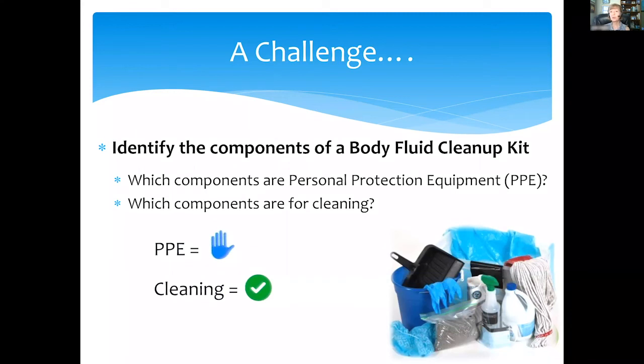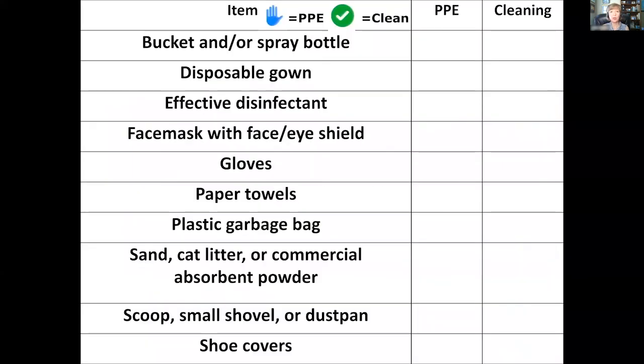So we're going to go through a list of what might be in that body fluid cleanup kit. And again, I'm going to ask you to open up that participant list and look at either using a PPE, which is our raise hand button, or a cleaning, which is our yes check that we have on there. So which of these are for body fluid cleaning, and which are personal protective equipment? So a bucket or spray bottle, is that PPE or is that for cleaning? Okay, good. Everybody has that. That is for cleaning. That is correct.